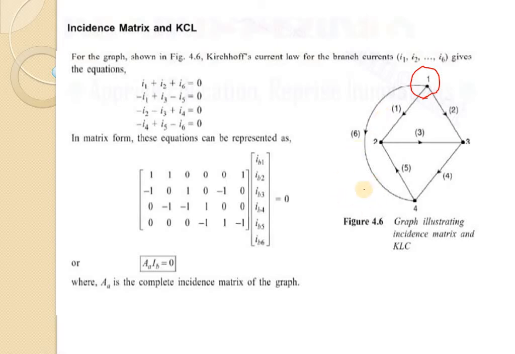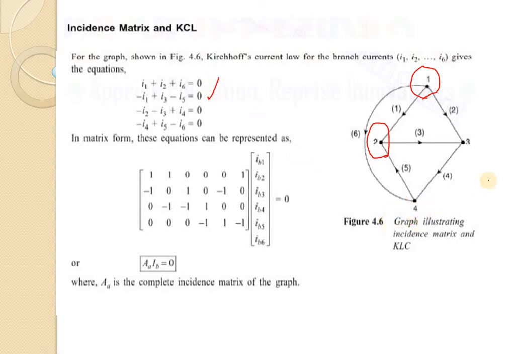Next we go to node 2, where three branches are connected: I1, I3 and I5. Among these, I3 is leaving, while I1 and I5 are entering. That means I1 will be minus, I5 will also be minus and I3 will be plus. So the equation will be minus I1 plus I3 minus I5 equals 0. That is the second equation we have formed at node 2.